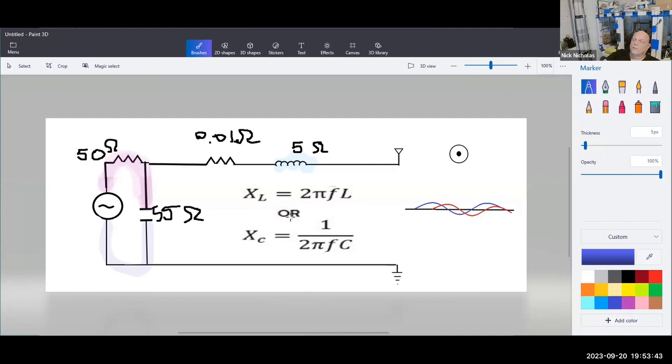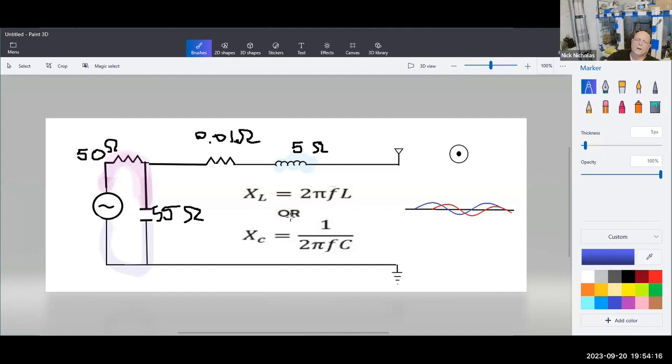We have one more thing to deal with. Every circuit, no matter what it is, has some amount of capacitance, some amount of inductance, even a straight wire does, and some resistance. Resistance is also measured in ohms, and we have a new term I'm going to introduce. It's called impedance.